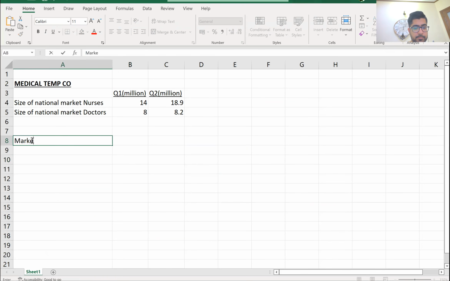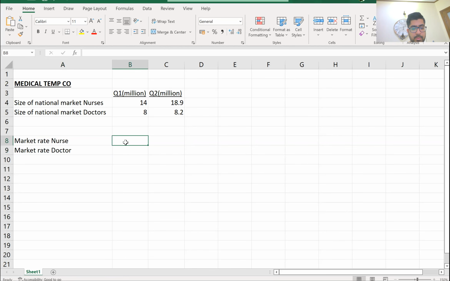Market rate, nurse. Market rate, doctor. Okay, so it's $1,000 and $2,000. Okay, this is the market rate for nurse and doctor given. Okay, I copied this information as well.